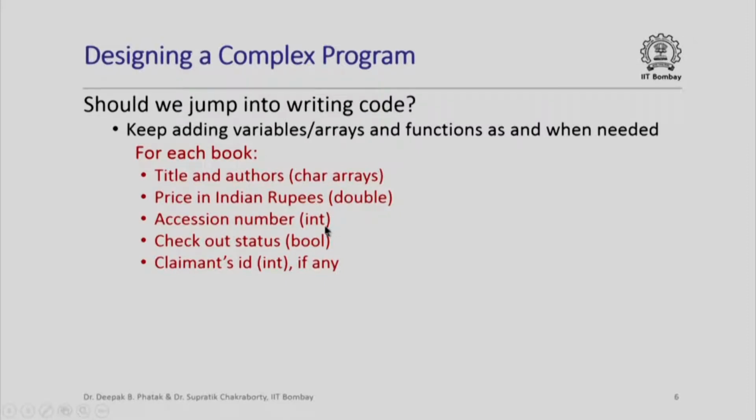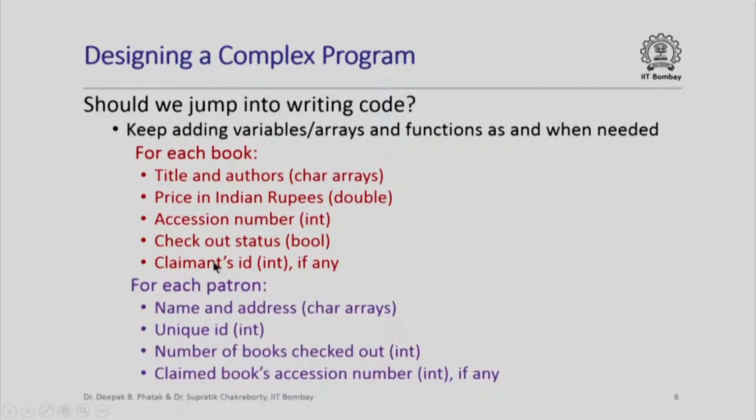Similarly, I could have an integer variable for each book which stores the accession number of the book. I could have a boolean variable for the book which stores its checkout status, and I could also have an integer variable for each book which stores the unique ID of any claimant for that book. Similarly, for each patron I need 2 character arrays, one to store the name and one to store the address. I need an integer variable to store the unique ID of the patron. I need another integer variable to store the number of books checked out by the patron, and finally I need an integer variable to store the accession number of a book that this patron might claim.